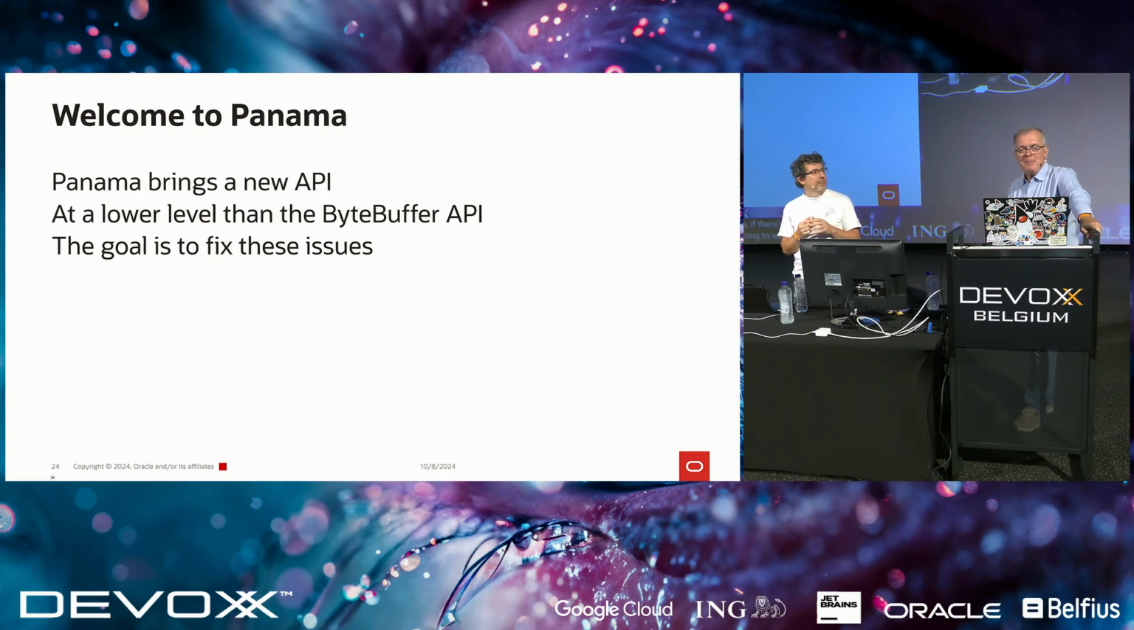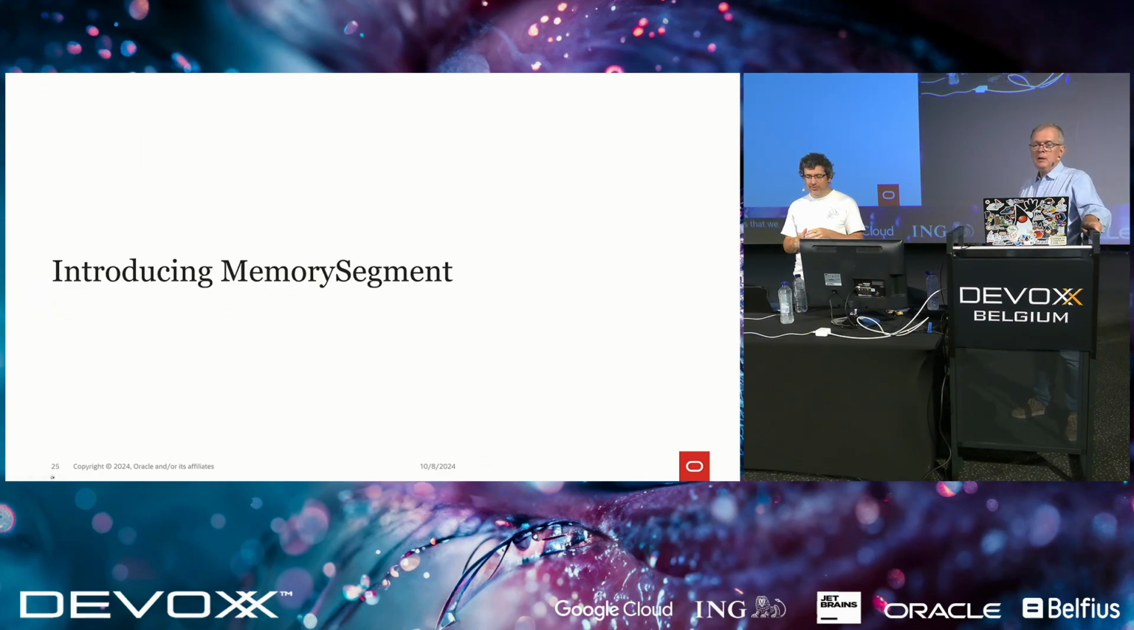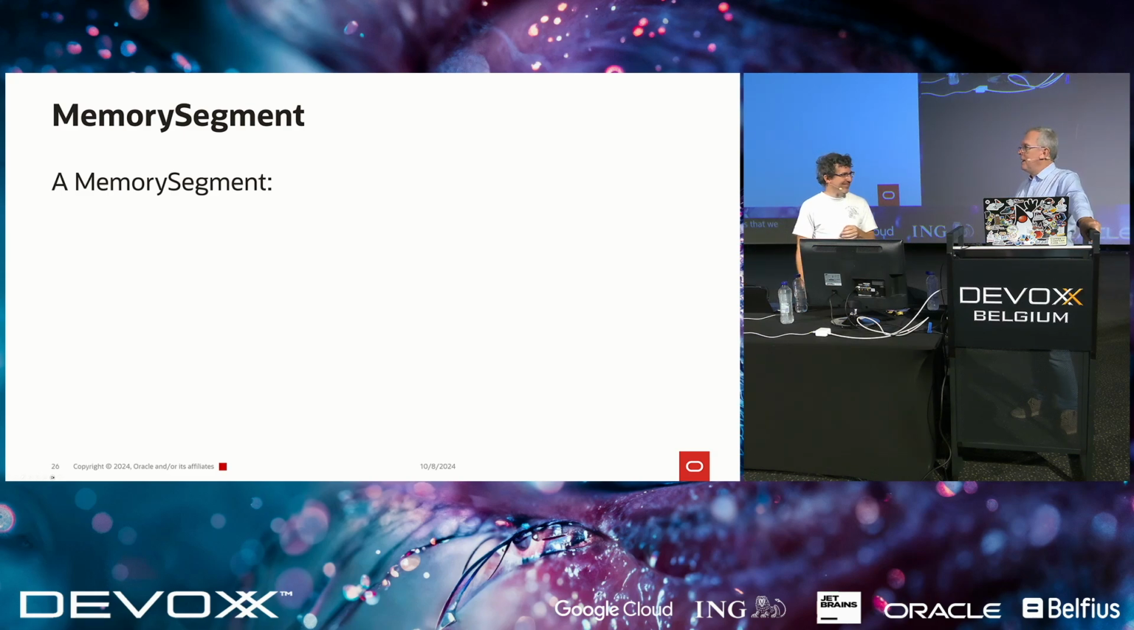So the Panama API actually brings a new API, which is called the MemorySegment API. This MemorySegment API solves the same kind of problem as the ByteBuffer API, but fixes all these issues and brings some more features that we are going to see. And some more issues, as always.